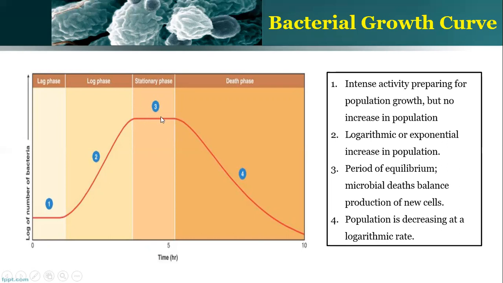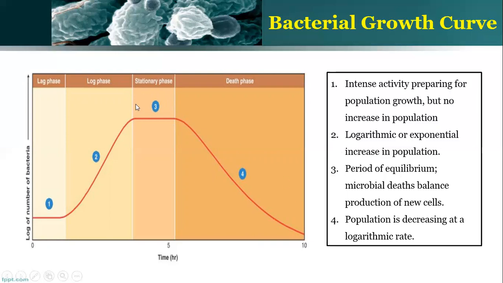So there is no new population in the stationary phase. This phase is also known as the period of equilibrium. So the microbial death balances the production of new cells.